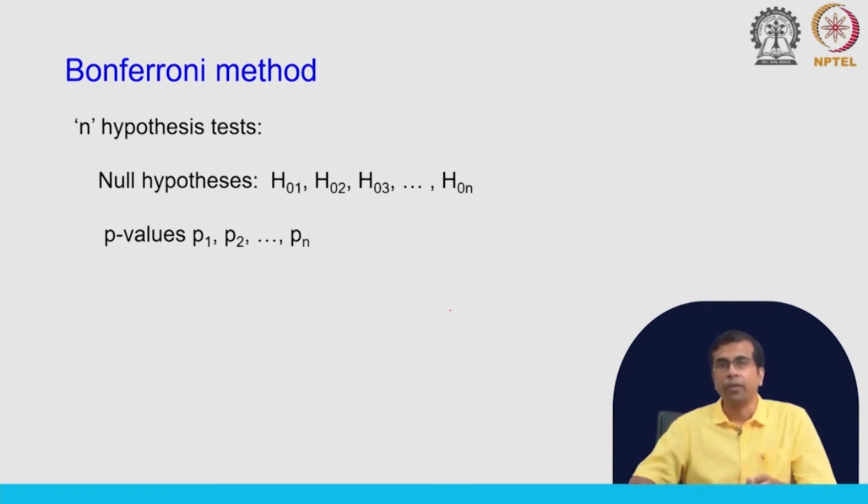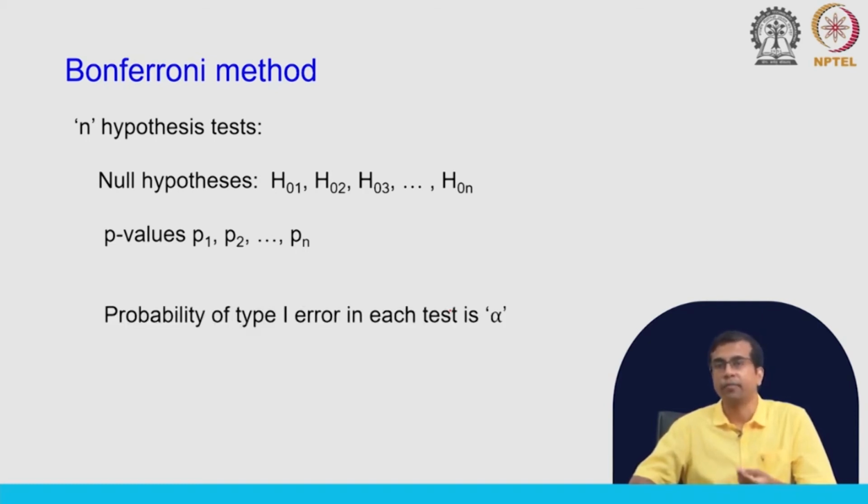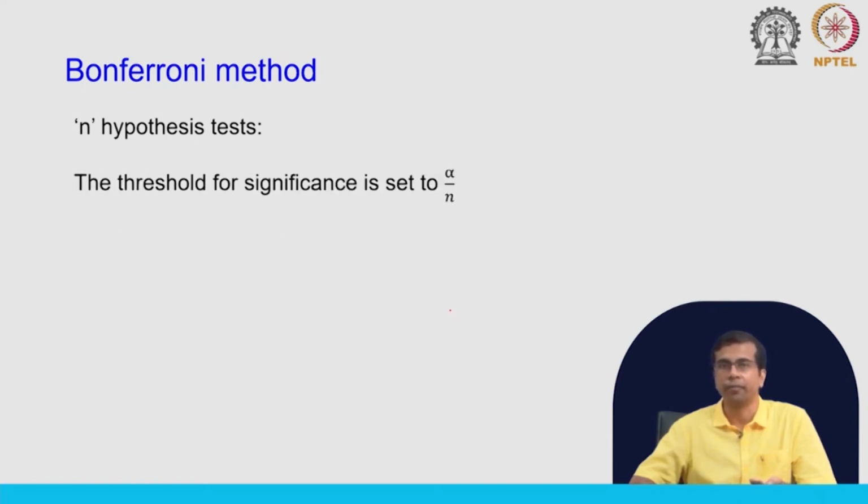Now, also imagine that corresponding to all these statistical tests, we get these p values p1, p2 up to pn. And also remember that the probability of type 1 error in each test is alpha. So, alpha is the probability of type 1 error in each statistical test. Now, the goal is to keep this alpha at the same level after doing these n tests. We do not want this alpha to increase or the number of false positives to increase.